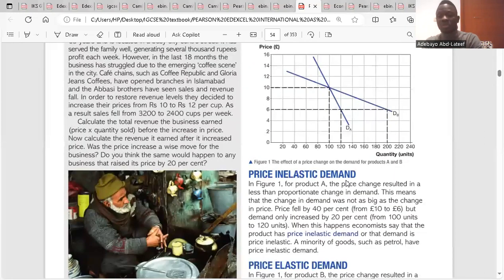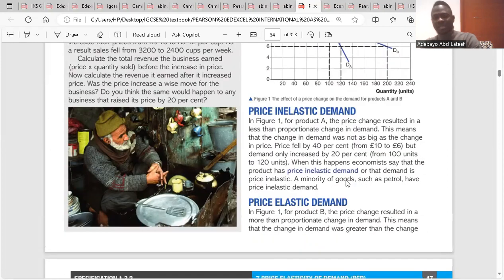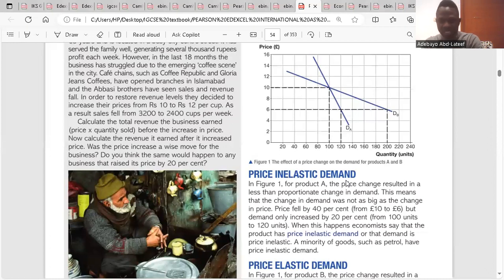So that takes us to price elastic and inelastic. We start with price inelastic. They use this same figure. In figure 1, for product A, the price change resulted in a less than proportionate change in demand. This means that the change in demand was not as big as the change in price. Price fell by 40% from 10 to 6, but demand only increased by 20% from 100 to 120 units. When this happens, economists say that the product has price inelastic demand, or the demand is price inelastic.